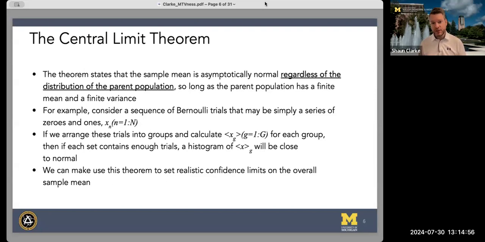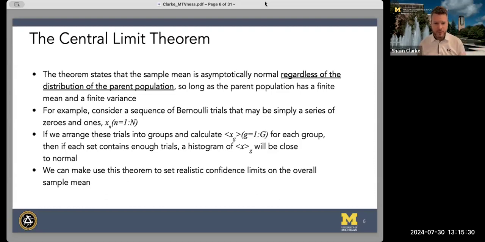Regardless of the parent population is key. So if we have any distribution that we understand that has a finite mean and a finite variance, if we take enough samples from that distribution, we will end up with a normal distribution, which allows us to perform random sampling and use that random sampling to estimate the quantity of interest. So whatever quantity that the parent population defines, we can sample it and then predict from those samples. We can set confidence bounds, we can put error bars on our estimates. All of this comes from the central limit theorem.